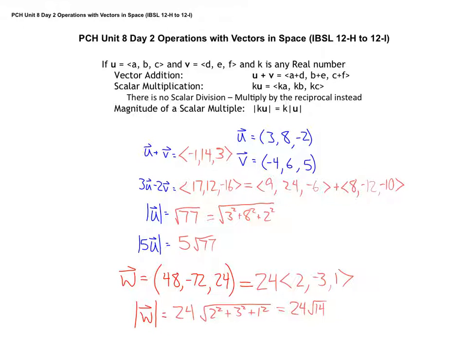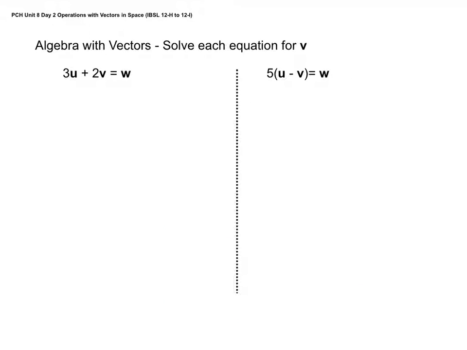Now, a couple other things I want to address here, working with our vectors. And this is not exclusive to 3D vectors, but we can use this here. You can do different algebra with your vectors. For example, if I wanted to solve for what vector v was, I could do the algebra just like I would back in pre-algebra. I'd subtract 3u, okay? And I would have 2 times vector v equals vector w minus 3 vector u.